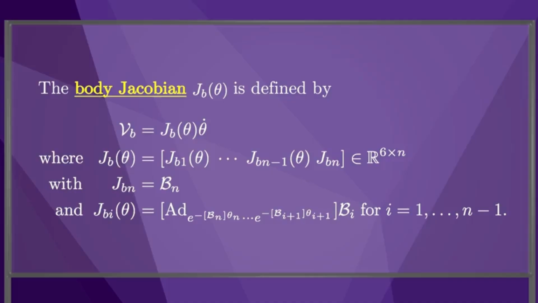The last column of the body Jacobian is just the screw axis Bn when the robot is at its 0 configuration. It does not depend on the joint positions because no joint is between joint N and the B frame. Any other column i of the body Jacobian is given by the screw axis Bi pre-multiplied by the transformation that expresses the screw axis in the B frame for arbitrary joint positions. You can see that JB1 depends on the positions of joints 2 through N, JB2 depends on the positions of joints 3 through N, etc. You can also see that the body Jacobian is independent of the choice of the space frame S.